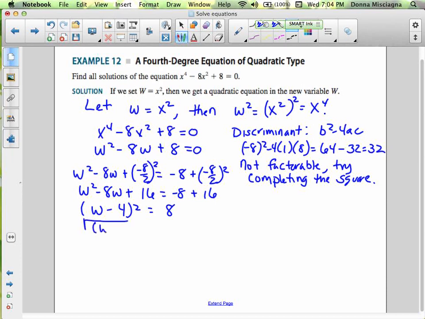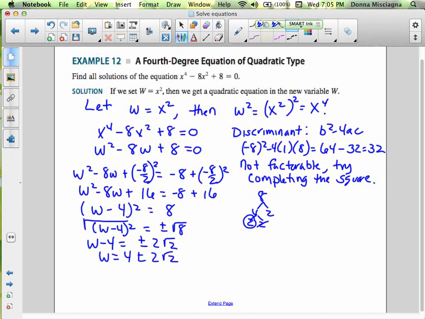Now we can take a square root of both sides. So the square root of w minus 4 all squared equals plus or minus the square root of 8. On the left-hand side, square and square root cancel. And then we can simplify the square root of 8. Right? 8 is 4 times 2, 4 is 2 times 2, one 2 comes out, one 2 goes away, and one 2 stays in the radical. So w minus 4 equals plus or minus 2 square roots of 2. And then we can add 4 to both sides. So w equals 4 plus or minus 2 square roots of 2.